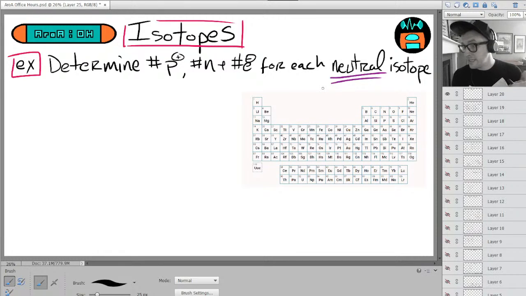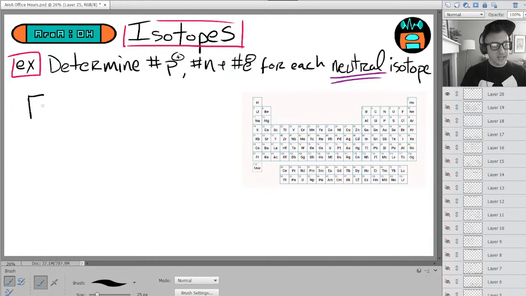Another way you can know is if you're dealing with an element. Elements by default are neutral. If they're not neutral, then they're ions, and so they have a different categorization. So elements are all neutral by default, and you either have to be told that you're dealing with an element or a neutral isotope in the problem to know that your proton and electron count are the same. Excellent question.